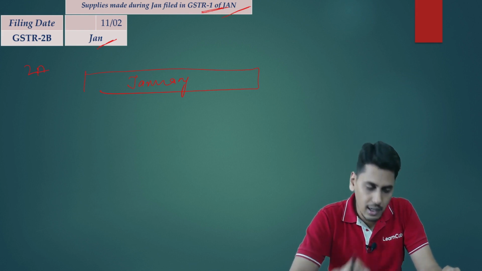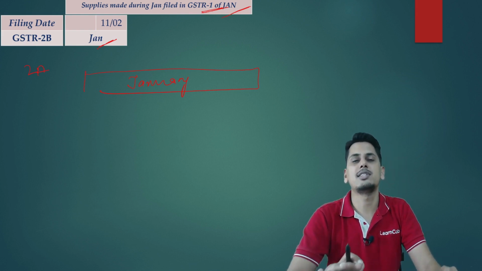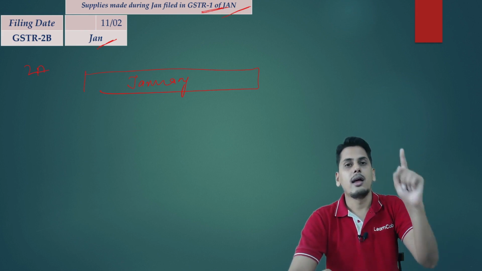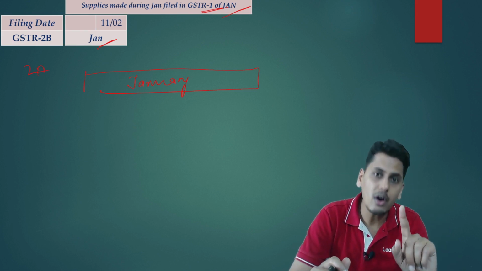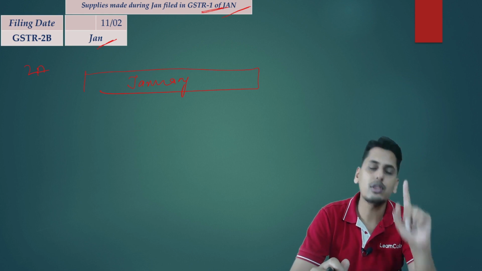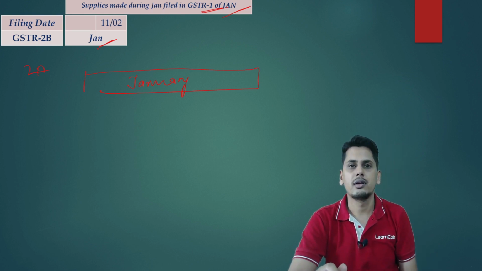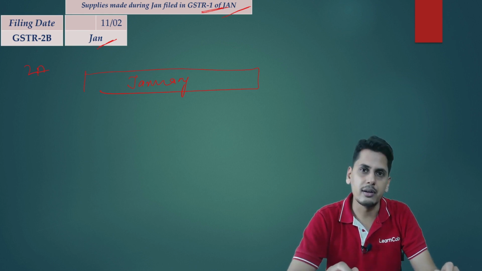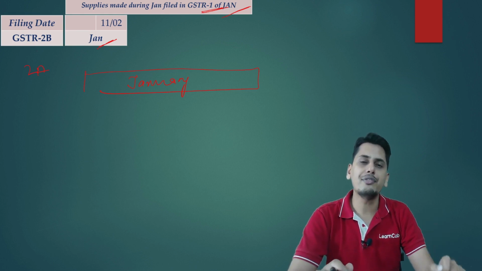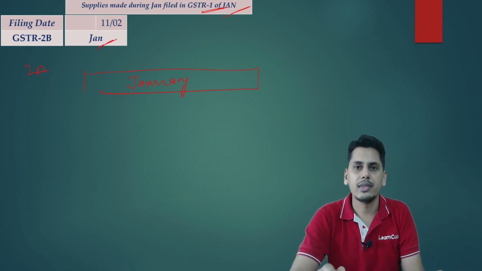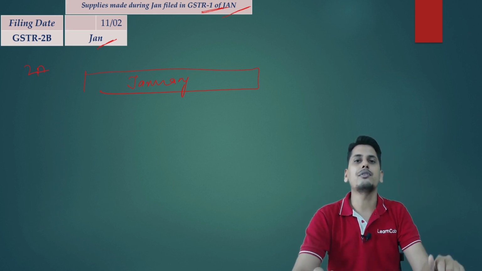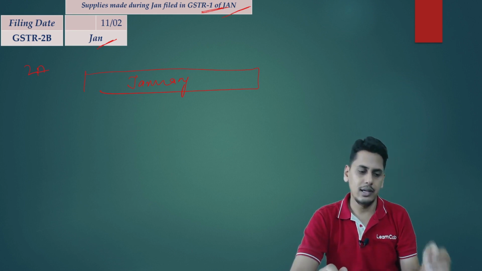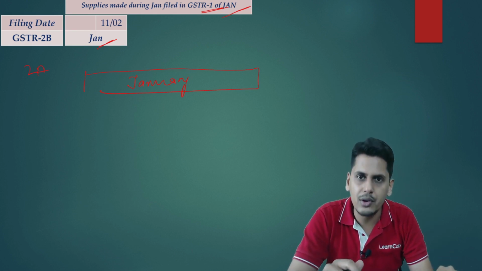It would not appear in January month's GSTR-2B. Now the next question comes, if I am filing on or after 12th of February, it would appear in GSTR-2B of February. But on or after 12th of February, till when? The starting point is 12th of February. Does it mean even if I file it in December, it would appear in GSTR-2B of February only?